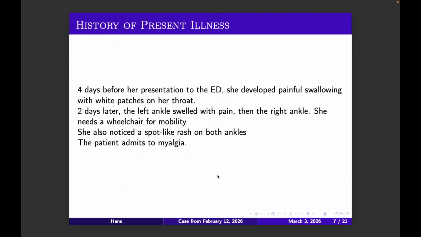So now to the history of present illness. The patient says that 4 days before her presentation to the ED, she developed painful swallowing with white patches on her throat, and 2 days later she had left ankle swelling, and then right ankle swelling. And for mobility today in the ED, she even needs a wheelchair. So it seems pretty serious. She also noticed a spot-like rash on both ankles, and she admits to myalgia, muscle pain.